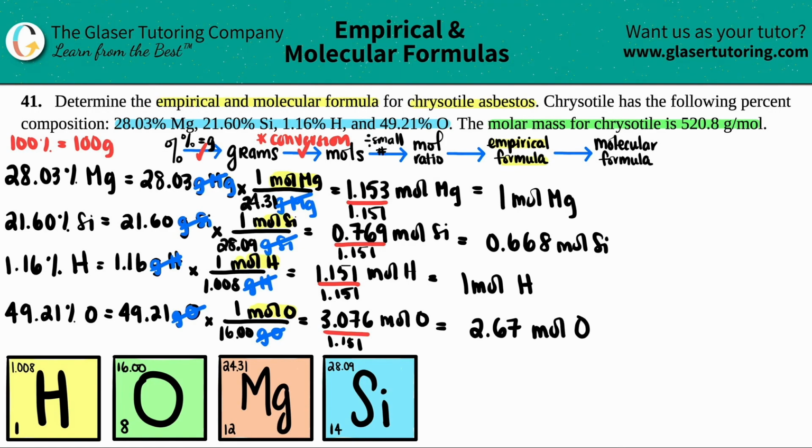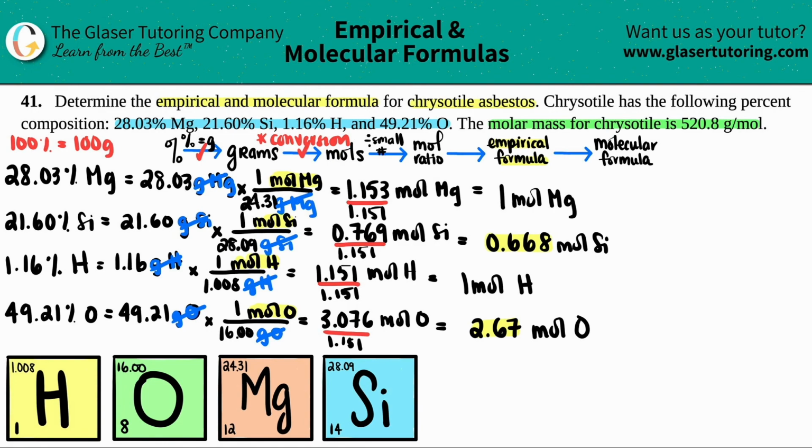Okay. Now hold up. At this stage of the game, we should have all whole numbers, right? So we don't have that. We don't have a whole number for silicon, and we don't have a whole number for oxygen. We first have to get it into a whole number before I can say that this is the empirical formula. So we just have to correct these numbers that are not whole numbers. Well, how do I do that?